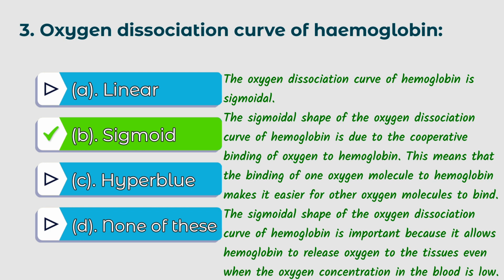The sigmoidal shape of the oxygen dissociation curve of hemoglobin is due to the cooperative binding of oxygen to hemoglobin. This means that the binding of one oxygen molecule to hemoglobin makes it easier for other oxygen molecules to bind. The sigmoidal shape is important because it allows hemoglobin to release oxygen to the tissues even when the oxygen concentration in the blood is low.